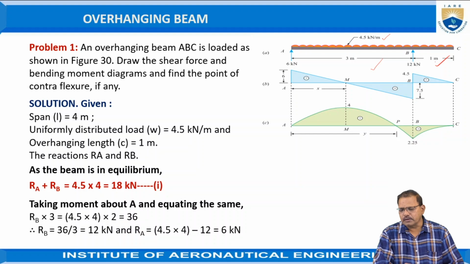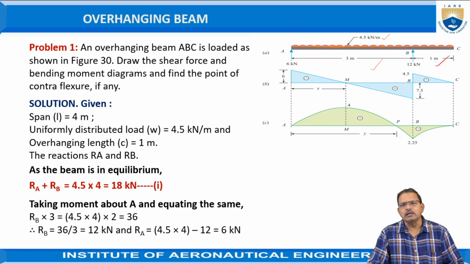The overhanging length of the beam is given as 1 meter. The distance between the two supports, considering here a simply supported beam, is 3 meters. The solution of this problem is similar to the problems of simply supported beams. In this case, the first step is to determine the reactions at A and B respectively.